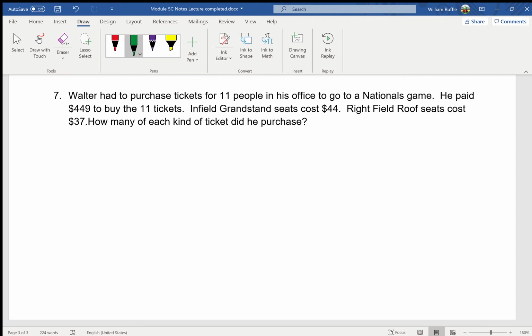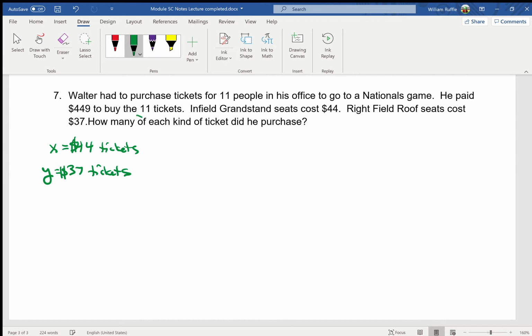So we're going to a Nationals game. 11 people are. And so we spent $449. Infield seats cost $44. And then the roof seats cost $37. How many of each kind? Well, I'm going to let X equal the $44 tickets, and the Y be the $37 tickets.